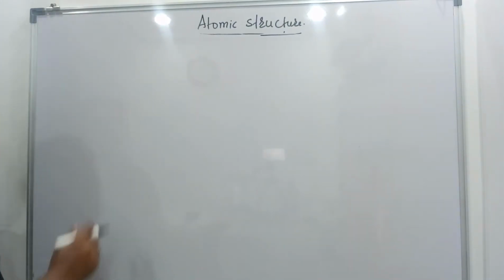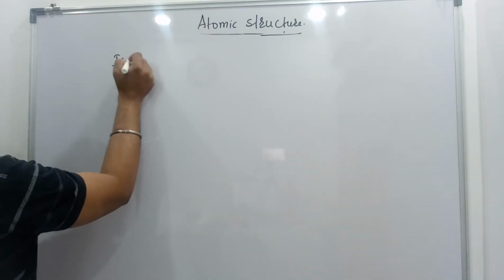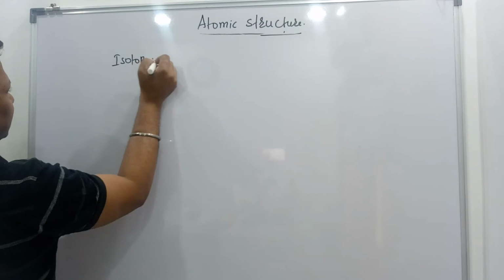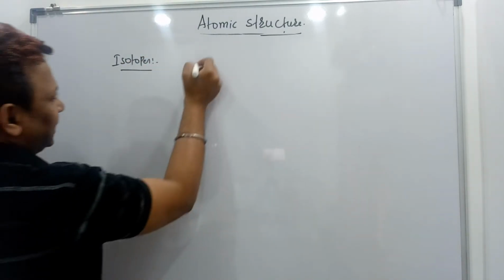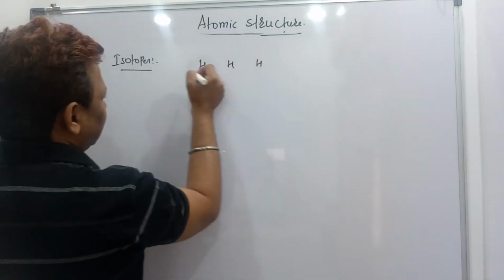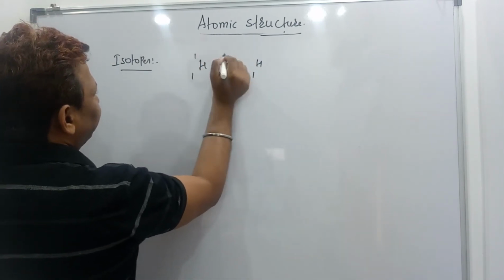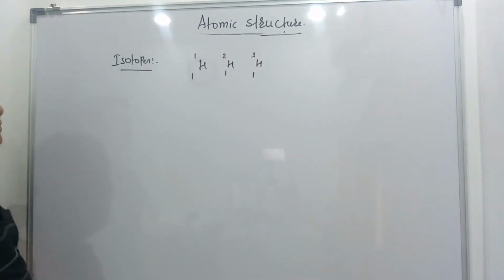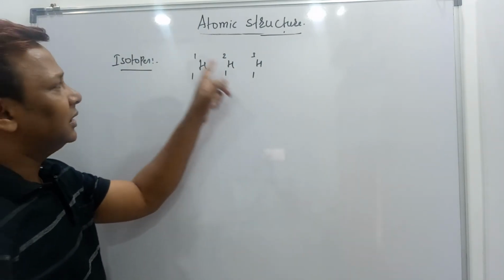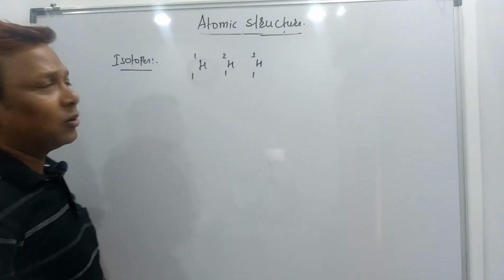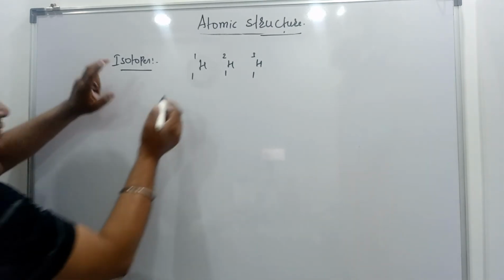Second one: what are isotopes? This point is very simple, and I know everybody knows about it. What is an isotope? Elements having the same atomic number but different mass numbers. You can see the atomic numbers are the same, but the mass numbers differ; these are called isotopes. This is the first example.